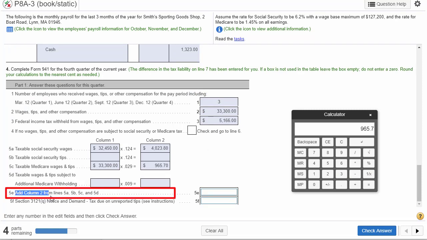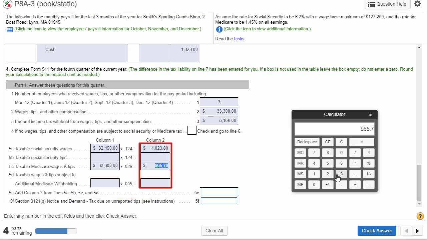Now, 5E, add column 2. So here's column 2 from lines 5A, B, C, and D. So basically, we're going to add 4,023.8 plus 965.7, which gives us 4,989.5. So that's just adding up OASDI and Medicare.